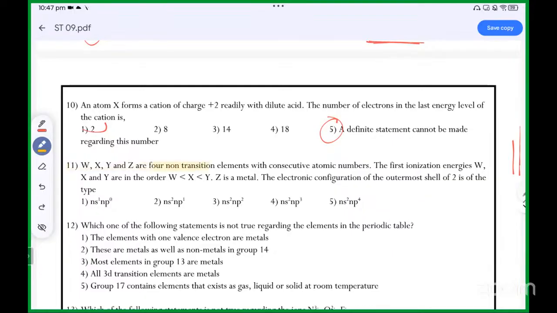The elements have consecutive atomic numbers. That means in the periodic table, it can be in the first group going up to the 18th group, and it could be starting from the next period's first group as well, because those are also having consecutive atomic numbers, right?